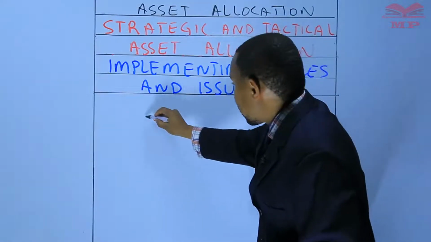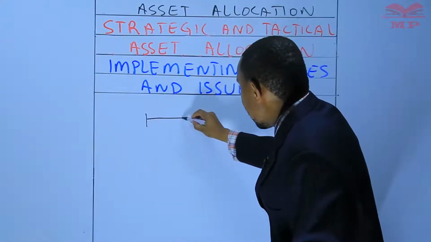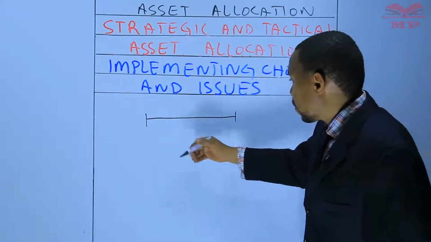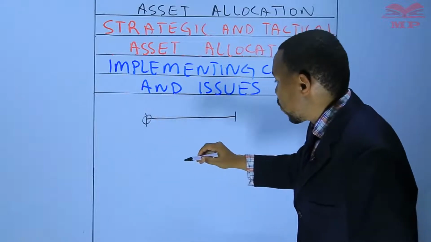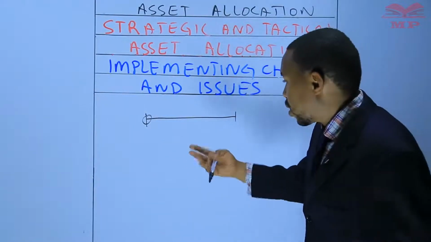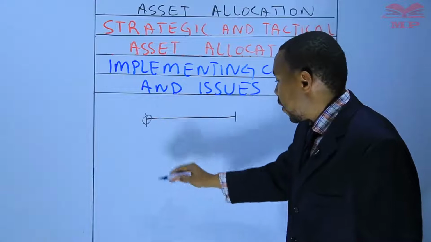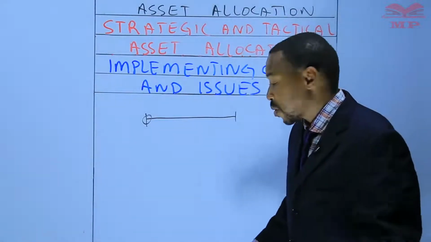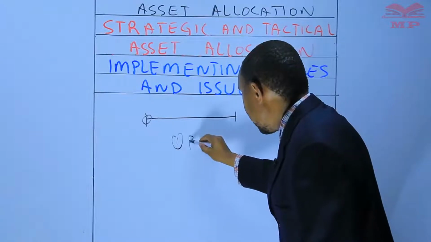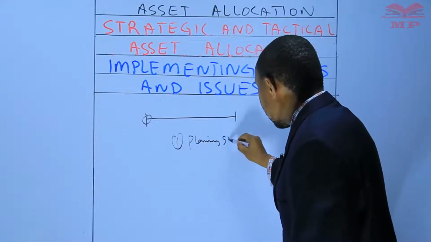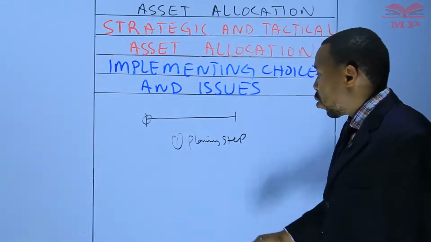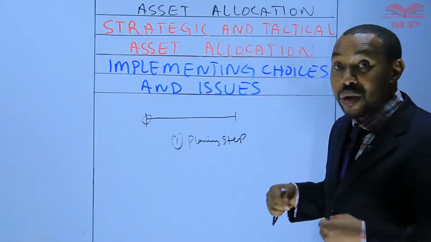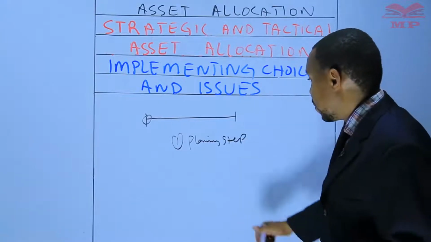In brief, strategic asset allocation can best be explained as follows. You formulate the portfolio right over there. This formulation requires 3 steps in the portfolio management process. Number 1, planning step, where you try and identify options or asset classes that you intend to invest in.